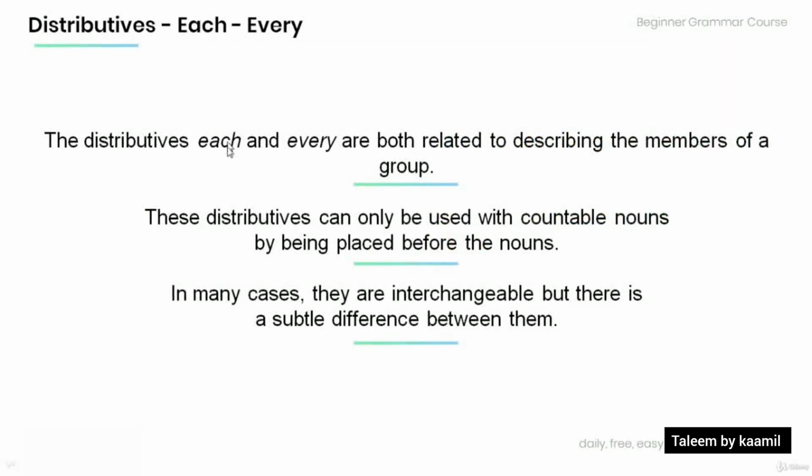Now, the distributives each and every are both related to describing the members of a group. These distributives can only be used with countable nouns by being placed before the nouns. Now, in many cases, they are interchangeable, but there is a subtle difference between them. Let's have a look at that subtle difference between each and every.